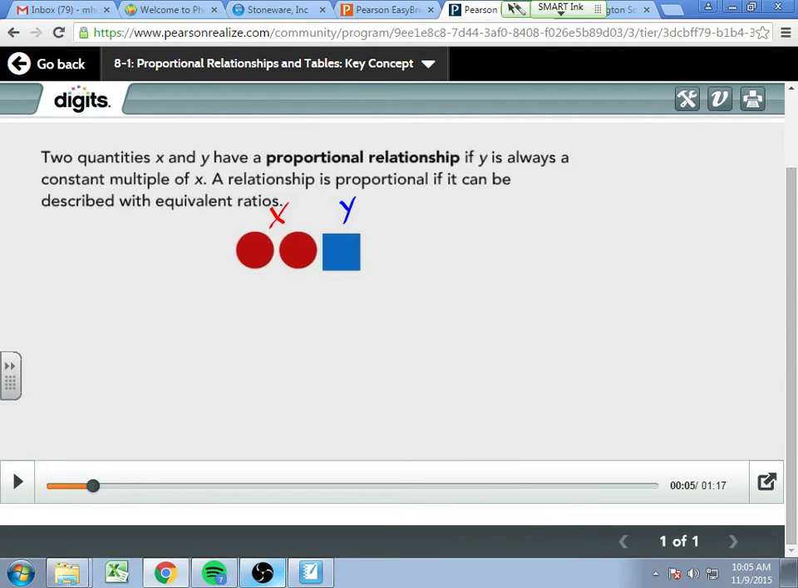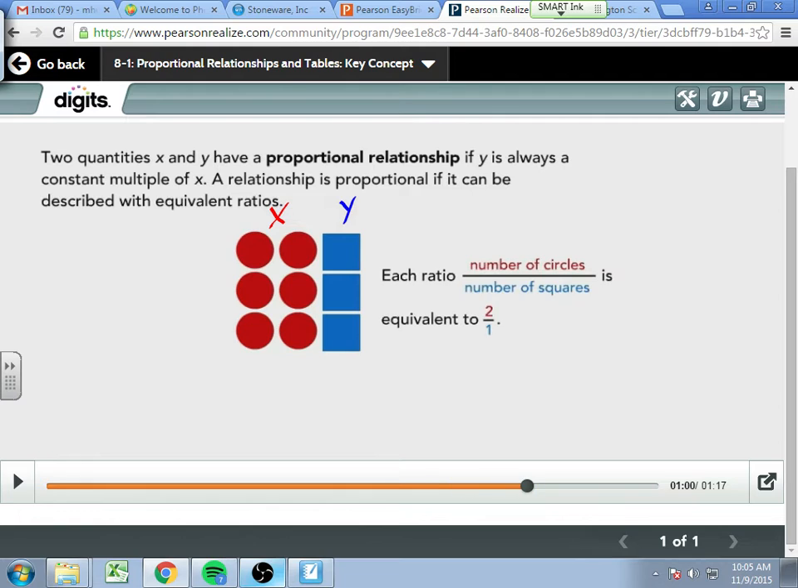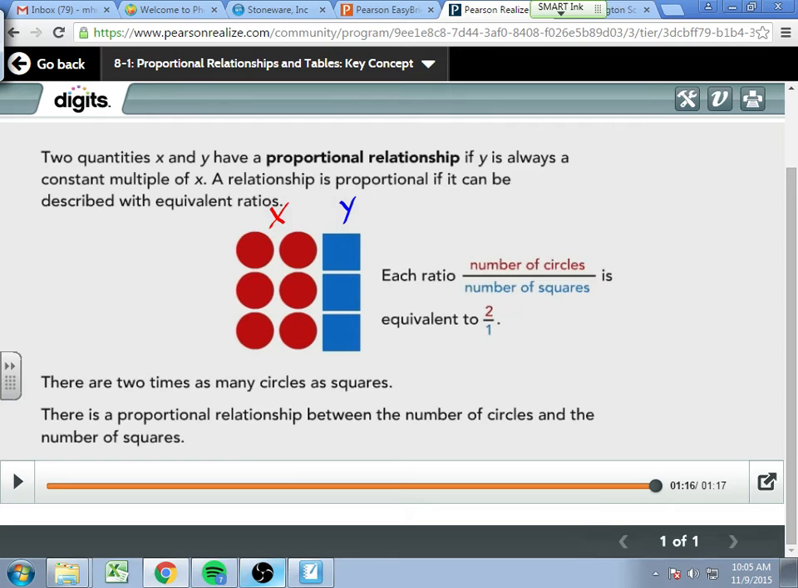So if then I turn it into 4 circles, I have 2 squares. What if I then have 6 circles? 3 squares, and it just continues to go like that. Because anytime I would simplify this relationship, I would still get 2 compared to 1. I always have 2 circles for every square that I have. That's essentially the basics of a proportional relationship.